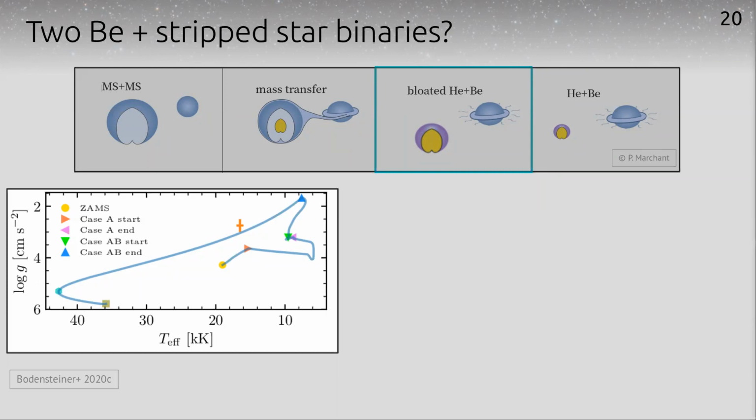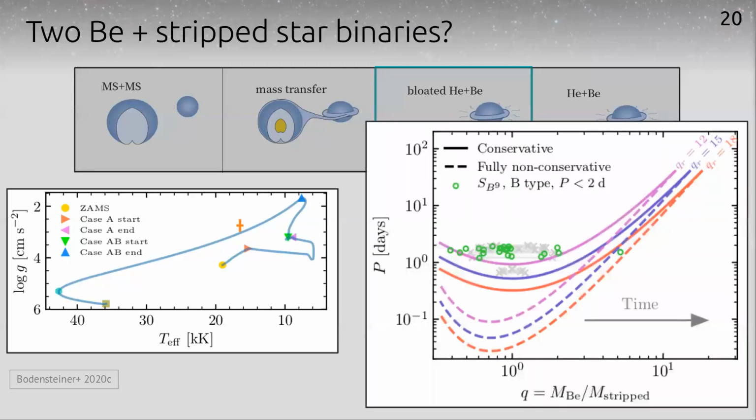And again, if we assume that this is the configuration of the system that really explains it, then we can also basically look back in time in terms of orbital parameters, and we can learn something about the mass transfer efficiency of this binary system. So what this plot shows is basically how the period of the system evolves as a function of the mass ratio. So basically the x-axis shows the mass ratio, but also the evolution in time.